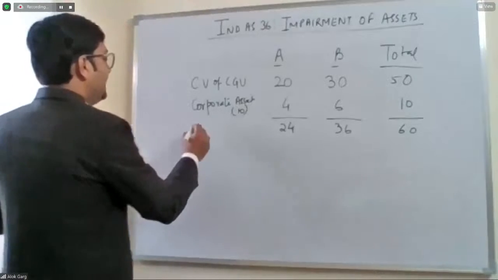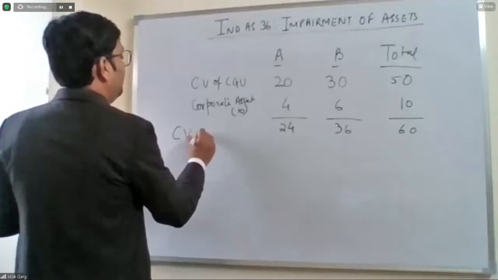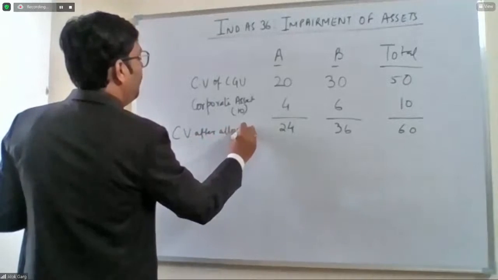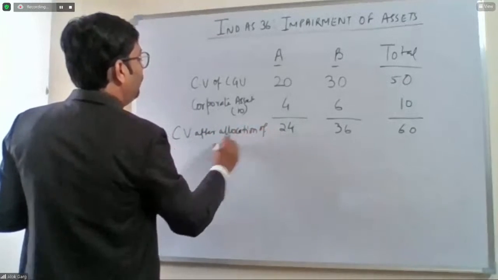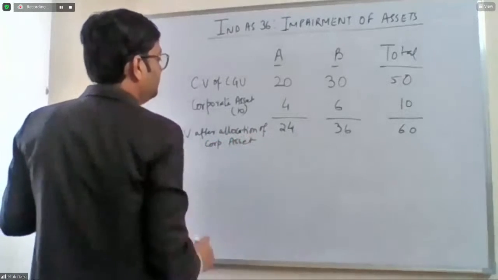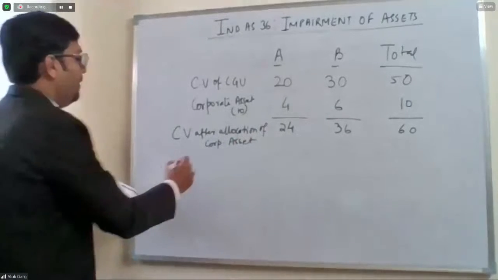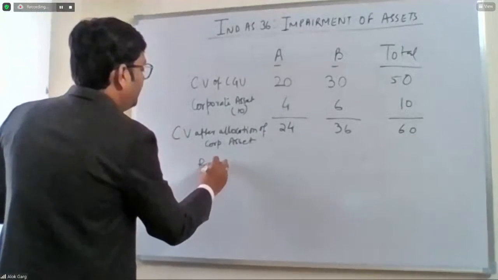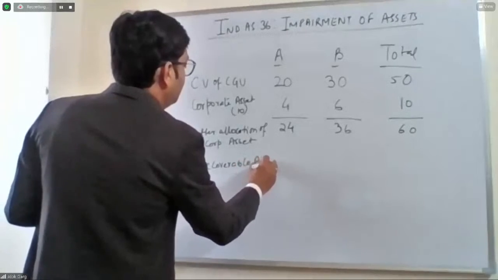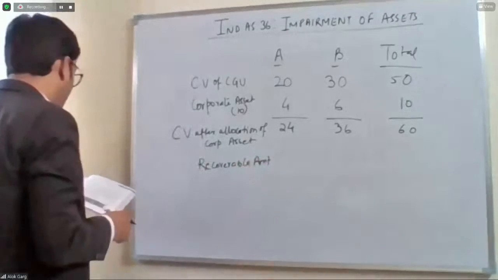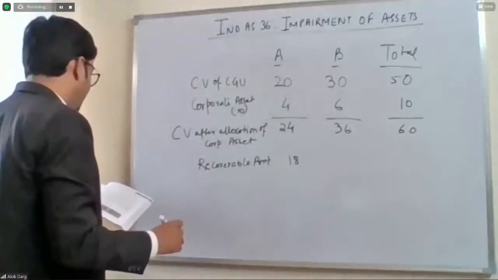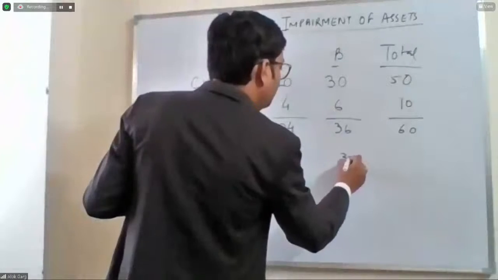Now, so this is a carrying value after allocation of corporate asset. Now, friends, what is the recoverable amount given in the question for CGU? The recoverable amount of CGU A is 18 million and the recoverable amount for CGU B is 38 million.